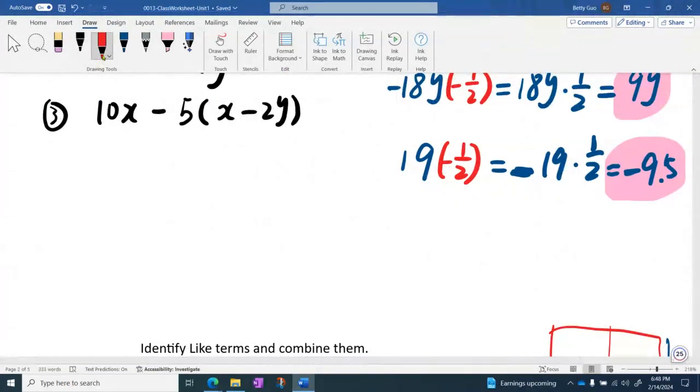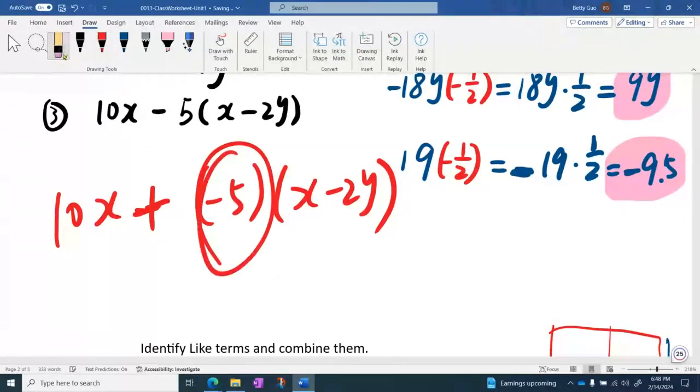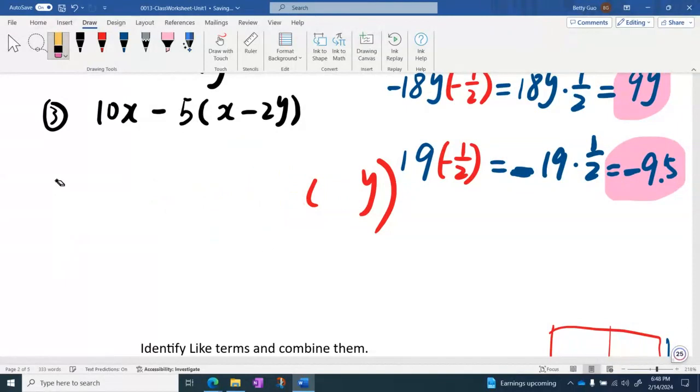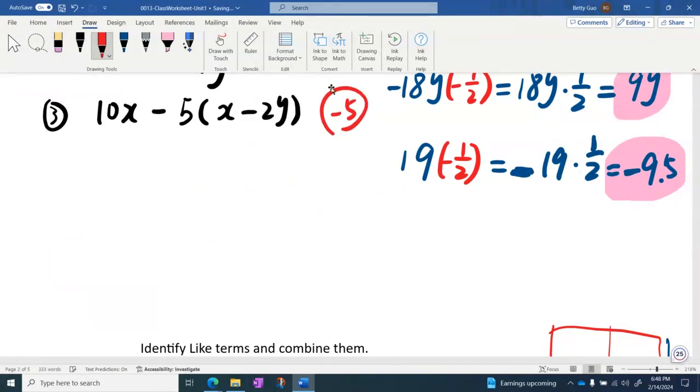The expression here actually is 10x plus negative 5 times a group of two terms. So the coefficient is negative 5, not positive 5. The coefficient of the parentheses is negative 5. The thing we are going to distribute to each member in a group is negative 5. Very important, so let me write it down. It's like the apple we are going to give to your friends: each member gets negative 5. All right, so let's do that.